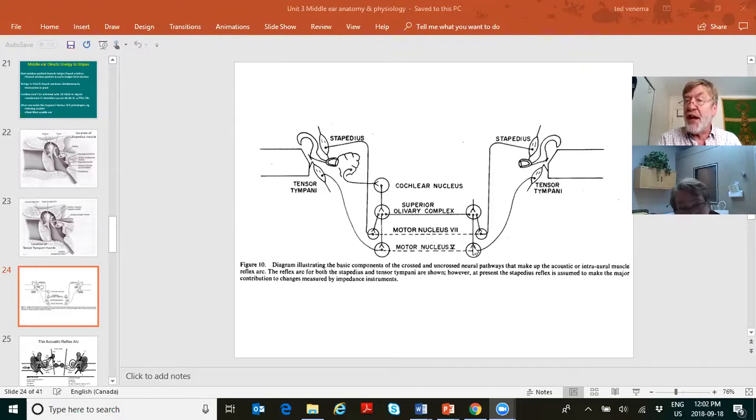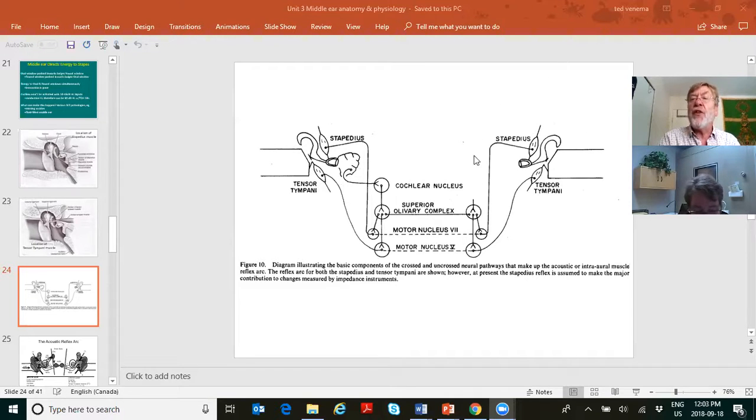Once it gets to the brain stem, now you have a message going back out. And the messages going out are going to the tensor tympani muscle and the stapedius muscle. So the efferent, outgoing, from brain to ear, E-F-F-E-R-E-N-T. Efferent means outgoing, and those pathways are the seventh cranial nerve going to the stapedius muscle, and the fifth cranial nerve going to the tensor tympani muscle. So you have both an afferent, brain going, and an efferent, back to ear going, loop, acoustic reflex arc.